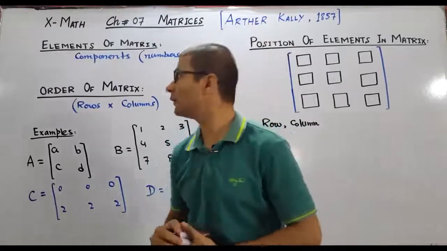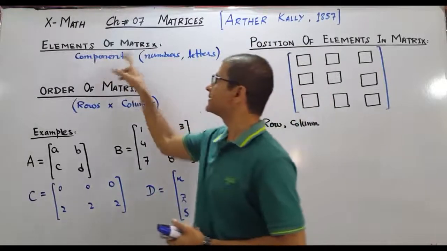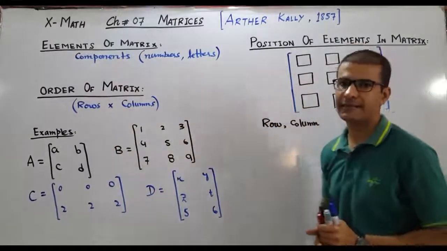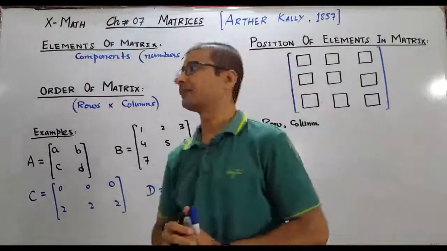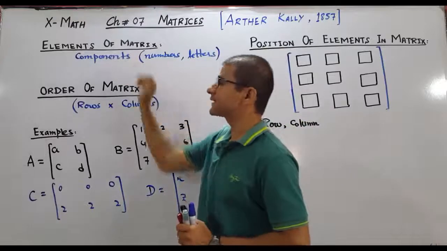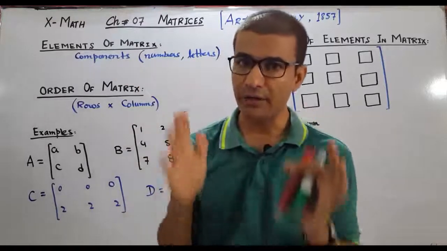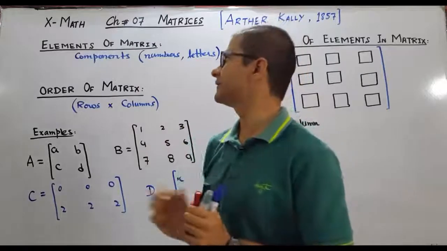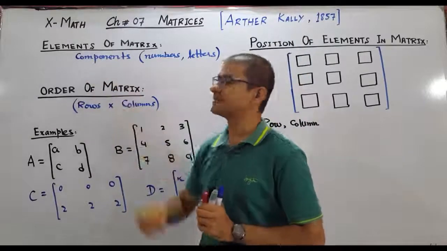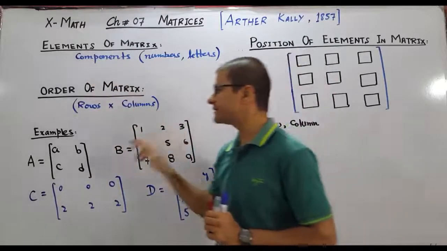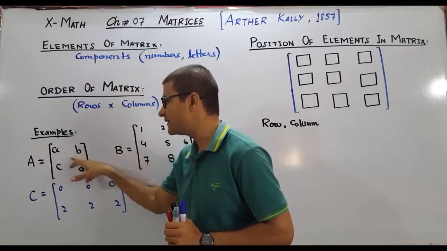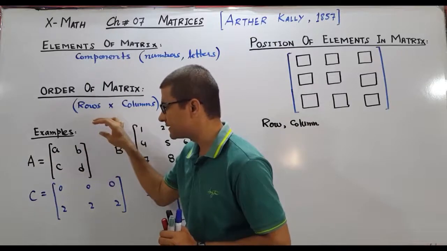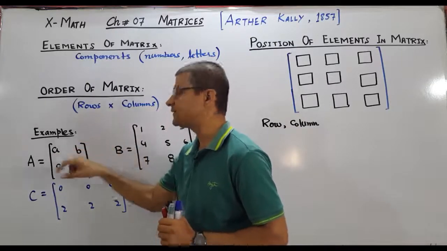In this video, you will learn elements of matrix, order of matrix, and position of elements in a matrix. Elements means components of matrix. Whatever is present in the matrix, these are the components, meaning elements of matrix. For example, in this matrix we have A, B, C, D. The elements of this matrix are A, B, C, D.